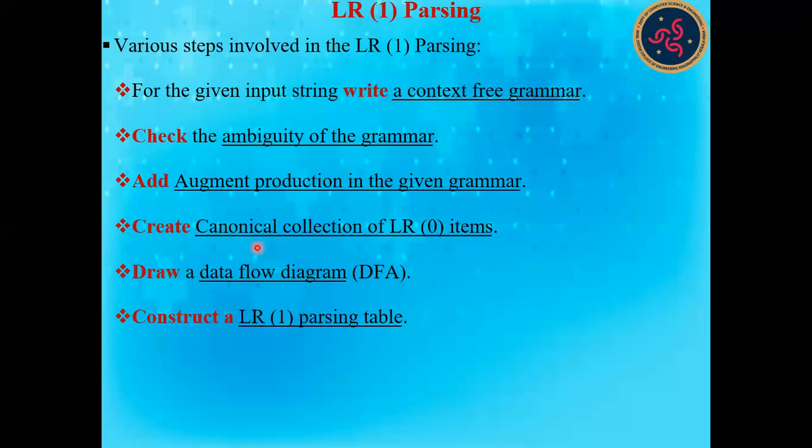After creating the LR0 items, next we have to draw the DFA. With the help of this DFA, we have to represent the items. Next, after constructing the DFA, we have to construct a parsing table, that is the LR parsing table. So these are the different steps involved in LR parsing.